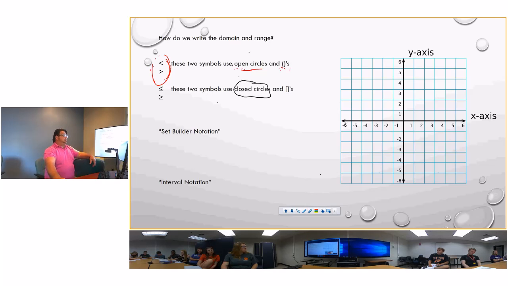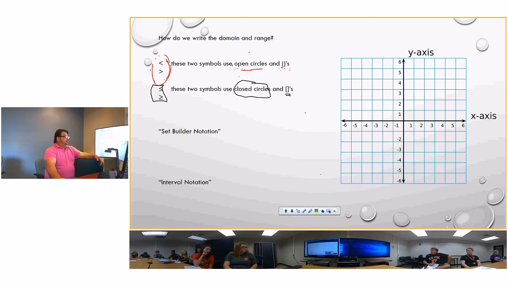Okay. Closed circles represent these two guys. Why do the closed circles represent those two inequalities? It's equal to. So it could be equal to. In other words, you can use the number. Same thing with the brackets.